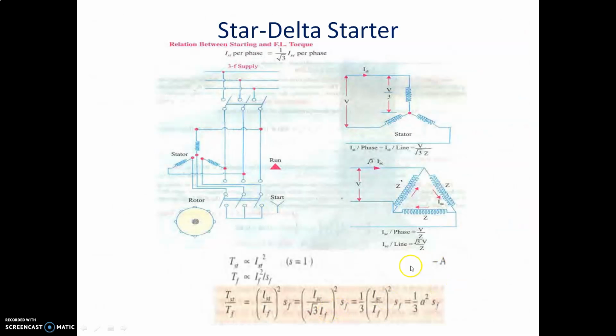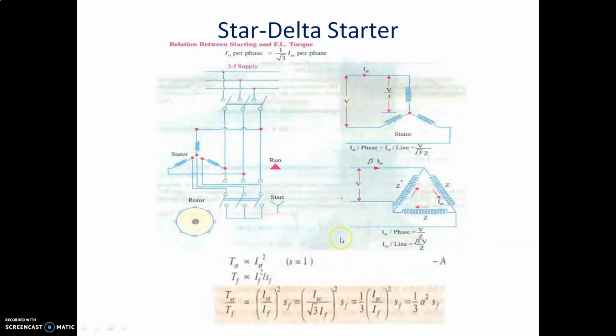So the next type of starter is the star delta starter. You know very well, these are the very fundamentals. In any electrical circuit with star connection, the line current is the same as the phase current, but the voltage is different. Line voltage is root 3 times the phase voltage, or phase voltage is V by root 3. Actually here root 3 is missing, so just add it. So it is V by root 3, where V is the line voltage.